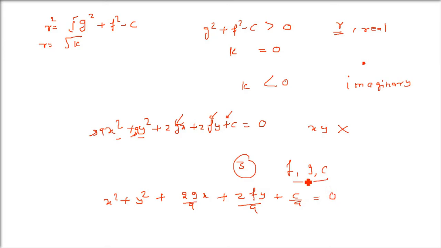So what are the coordinates? The coordinates are going to change. So you just have to divide everything by a. The center will be minus g by a and minus f by a. This is the coordinate of the center. This is how you correlate.